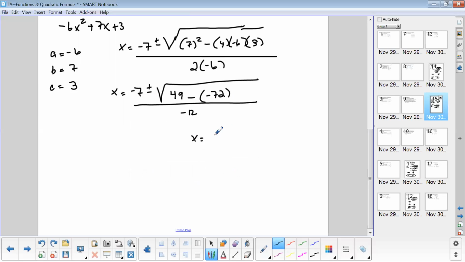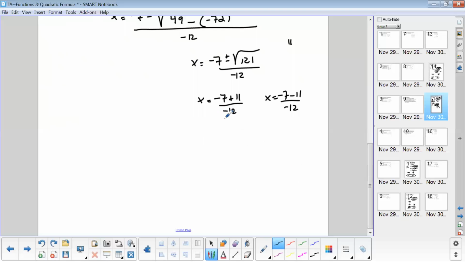So x is equal to negative 7 plus or minus, so this is subtracting a negative, so that's going to allow me to say 49 plus 72, and I get square root of 121, and the square root of 121 is 11. So I'm going to have x equal negative 7 plus 11 divided by negative 12, and x equal negative 7 minus 11 divided by negative 12. So negative 7 plus 11, I'm going to get 4 divided by negative 12. So x is equal to negative 1/3.